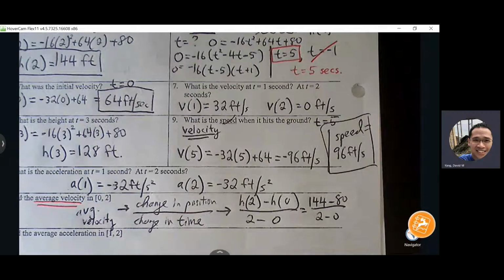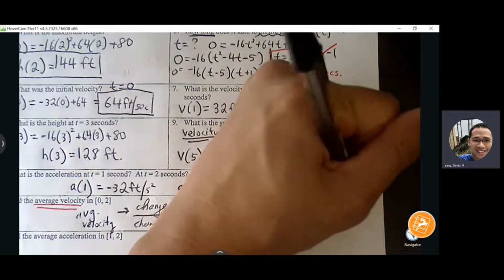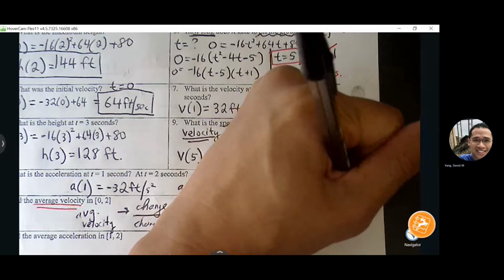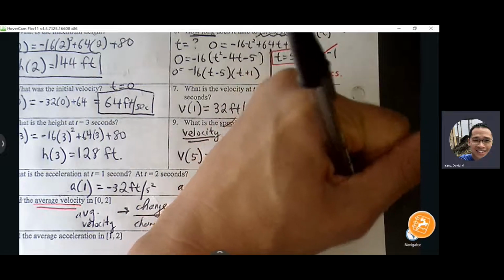So over the course of the 2 seconds, the ball goes from 80 to 144 feet. If we do the change in position over change in time, we can figure out the average velocity, which in this case is negative 32. Sorry, positive 32 feet per second.